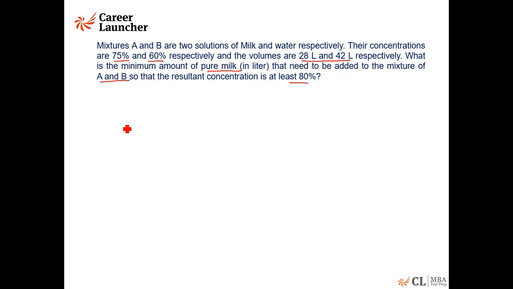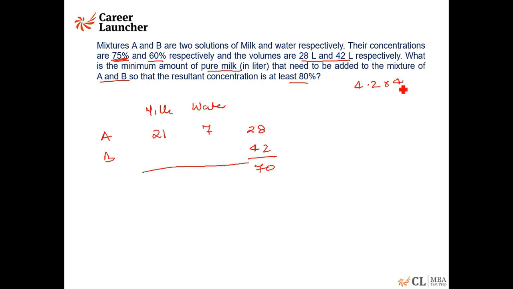So when we look at the first mixture, let's say milk and water, mixture A, total is 28 liters and mixture B is 42 liters. So total is 70 liters, right? If the first has a concentration of 75%, 75% is 3/4, so this is going to be 21 and 7. 60% of 42, you could do that, or you could do 40% of 42. 10% is 4.2, 40% will be 4.2 into 4, so 16.8. So 16.8 liters of water, 60% is milk. So 40% has to be, the remaining thing has to be water.